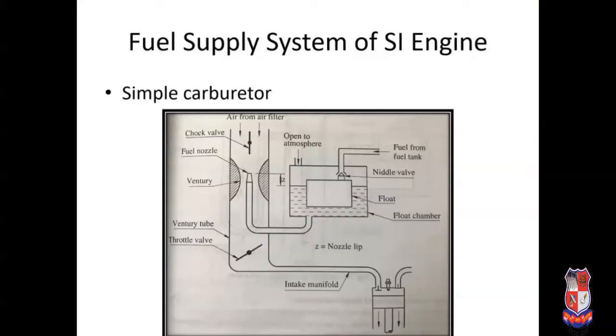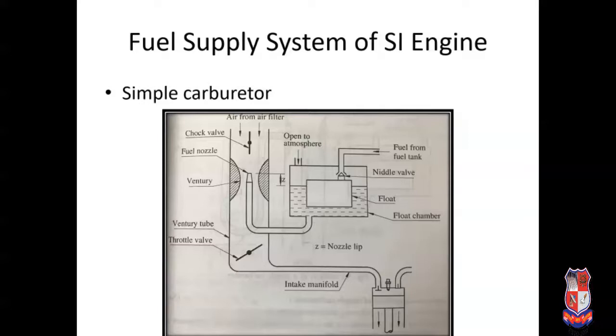Basically, in the fuel supply system of an SI engine, meaning spark ignition engine, the air and fuel mixture is ignited inside the combustion chamber. So the air and fuel mixture is supplied to the combustion chamber, but it is prepared in one device called the carburetor before it goes to the combustion chamber. The main purpose of the carburetor is to prepare the mixture of air and fuel outside the engine.